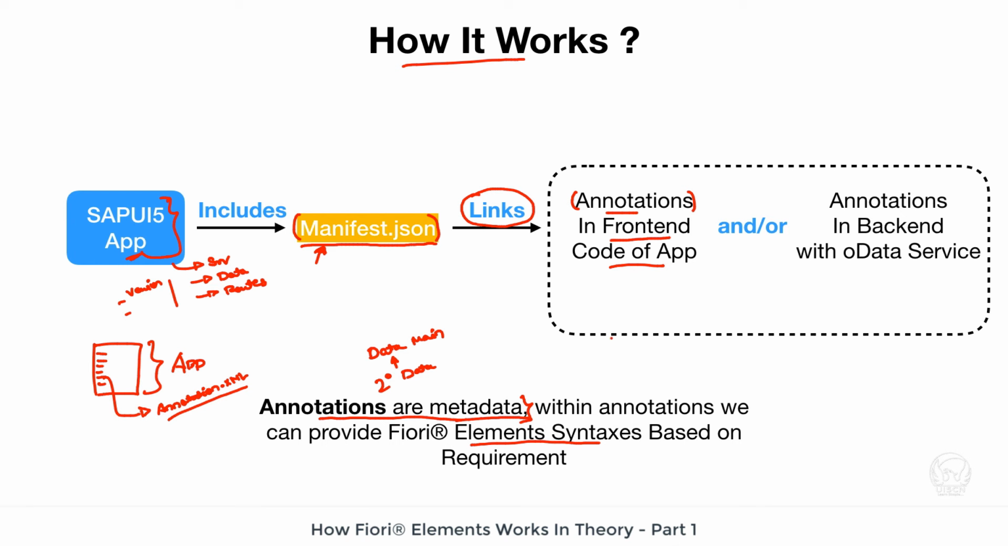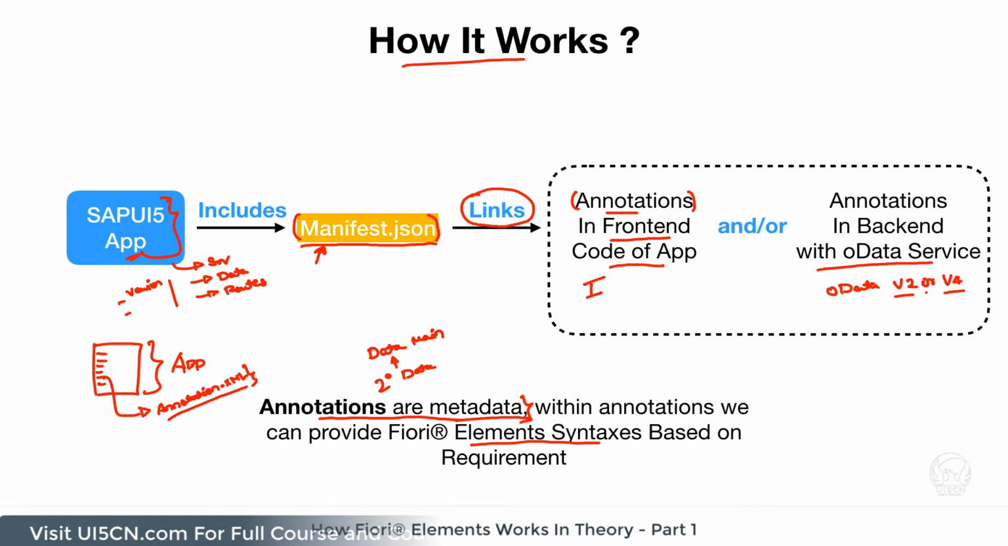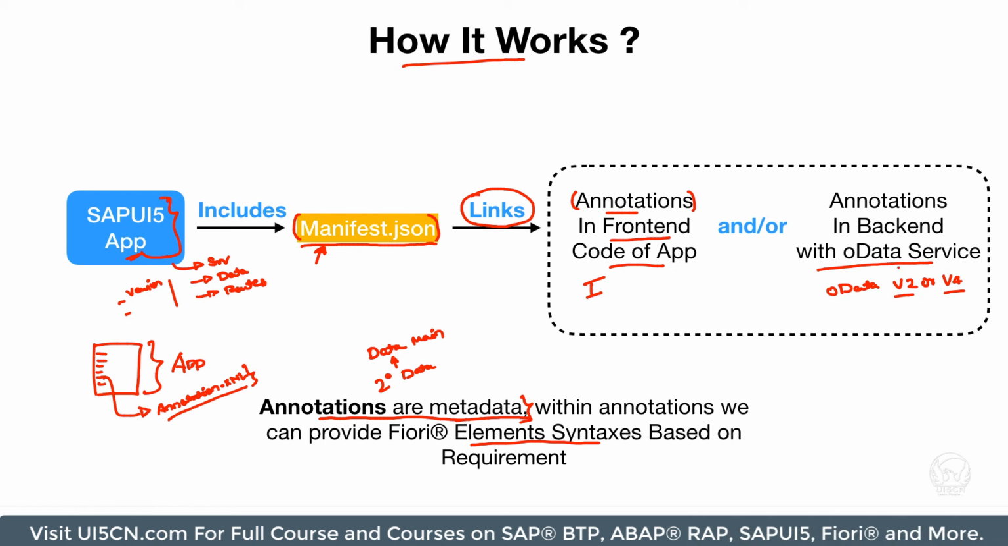Based on our requirement, we can use these Fiori Elements predefined syntaxes. So the first is where we have these annotations defined in the front end of the application. Now this annotation can also be provided within your OData based backend services. This can be OData v2 or OData v4. So there are two different variations, version 2 and version 4. Within OData version 2 and version 4, you can also have annotations which are part of the OData services. How we will create or add this annotation within the OData service, we will see those technical details also in our course.